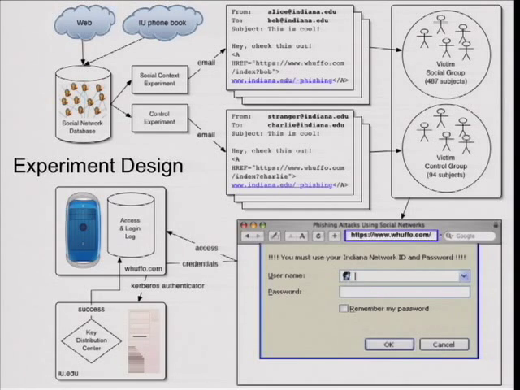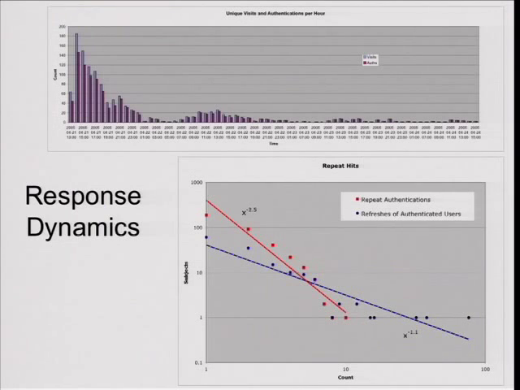And as they entered their username and password, we never touched it, but it was sent to be verified by this Indiana University network server, which told us yes or no. So we knew whether they authenticated correctly or not. And then we counted, and we saved it. And now we got the response dynamics as a function of time here.